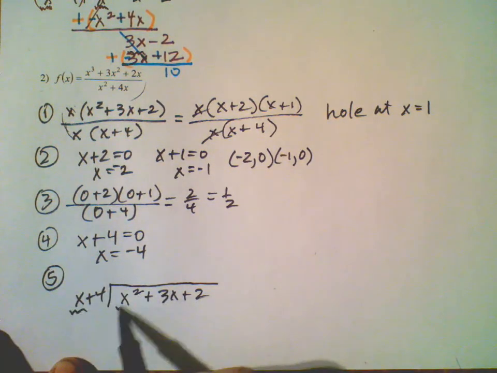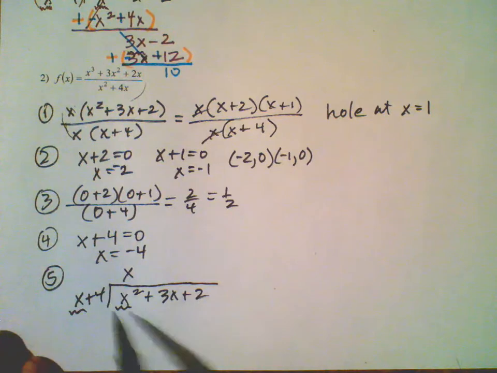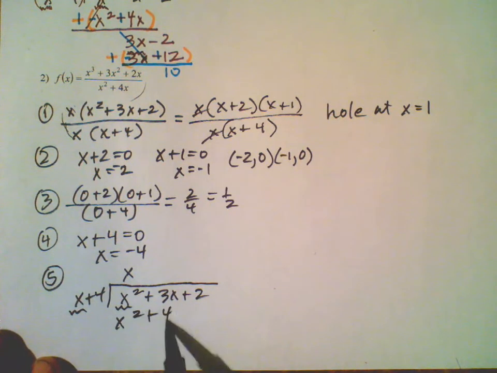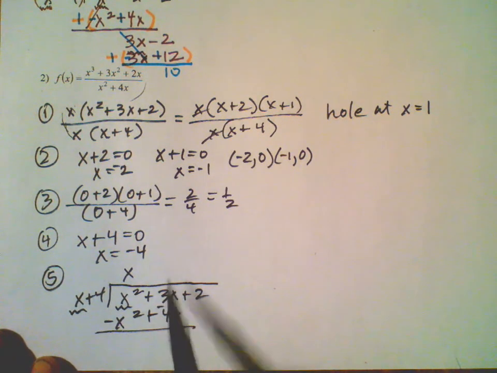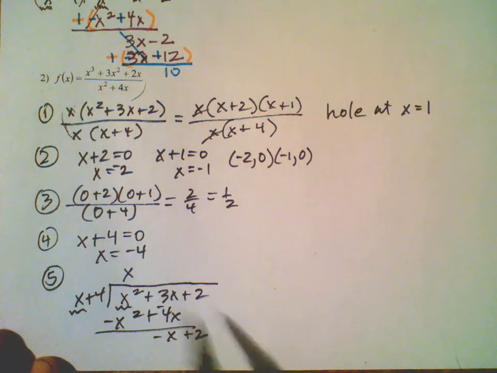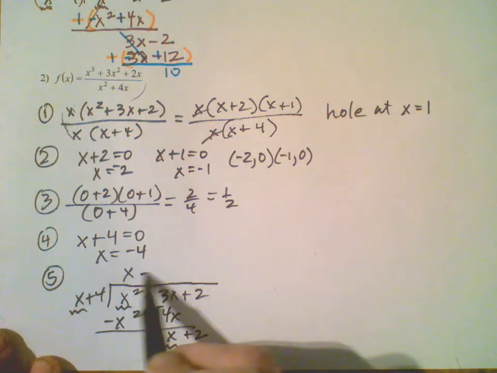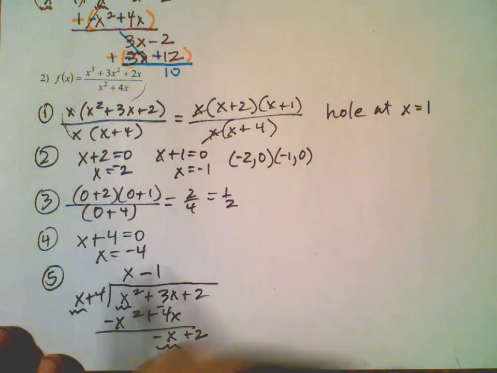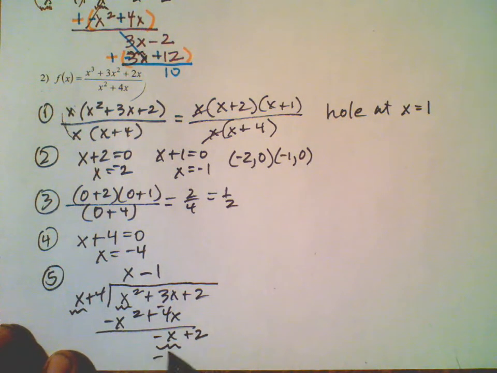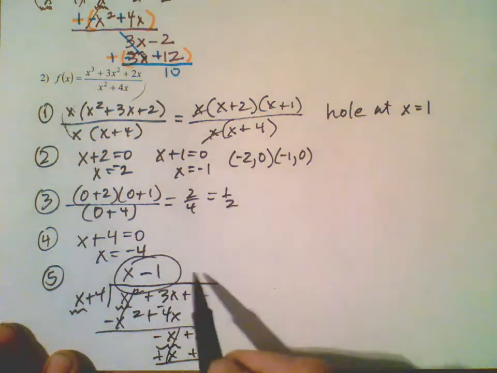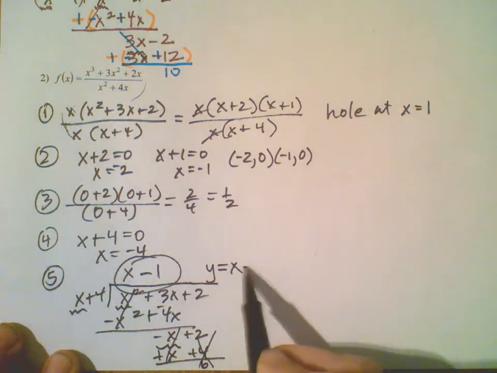So how do I make x look like x squared? I multiply it by x. That gives me x squared plus 4x. Change my signs. Negative x plus 2. How do I make x look like negative x? Minus 1. Multiply through. That's negative x minus 4. Change my signs. And add. I end up with the front terms crossing out exactly like I wanted, leaving me with a remainder of 6, which I don't care about. This is what I care about. I'm going to graph y equals x minus 1.